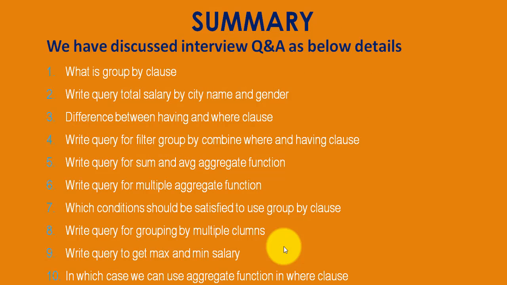So in this interview session we have discussed very important questions. We have discussed the interview questions and answers as below: what is the GROUP BY clause and write a query for total salary by city name and gender, difference between HAVING and WHERE clause, write a query for filter groups by combining WHERE and HAVING clause, write a query for sum and average aggregate function, write a query for multiple aggregate functions, which condition should be satisfied to use the GROUP BY clause, write a query for grouping by multiple columns, write a query to get max and minimum salary, and in which case we can use an aggregate function in the WHERE clause. We have discussed all these 10 important questions theoretically as well as practically, with a demo using a few select statement queries. These are very helpful whether they ask only theoretically or ask you to write the query.